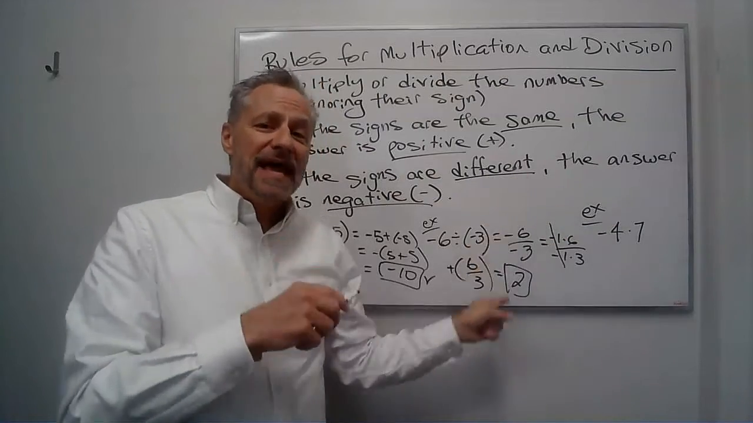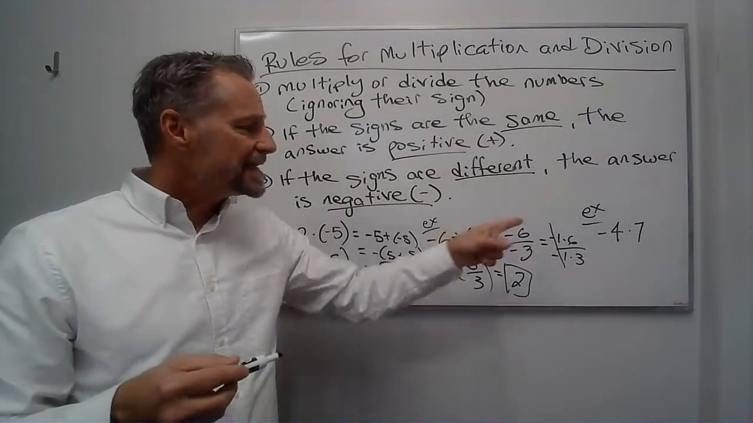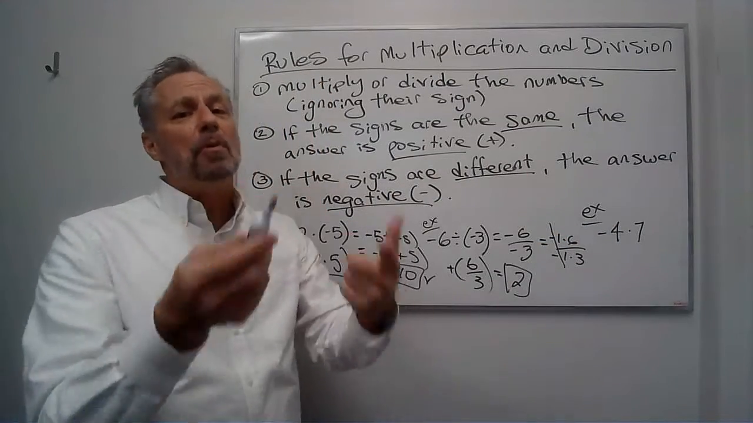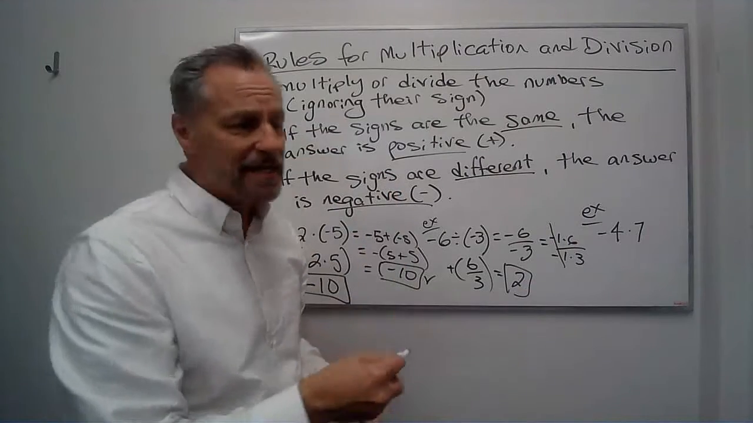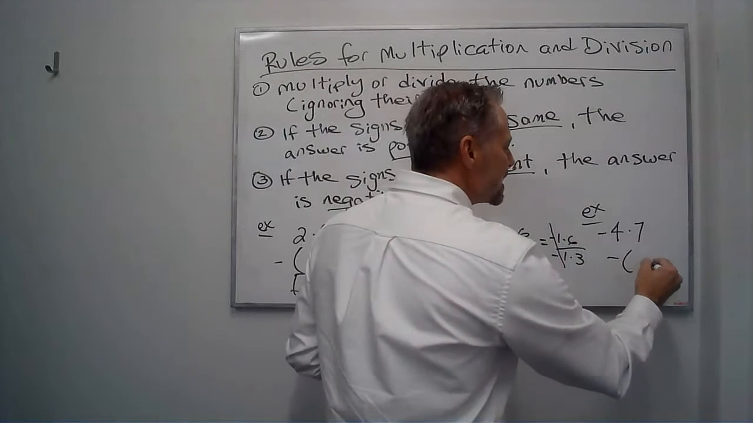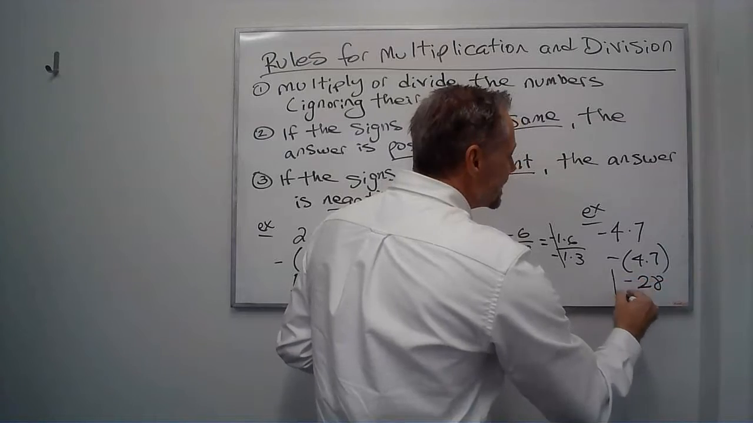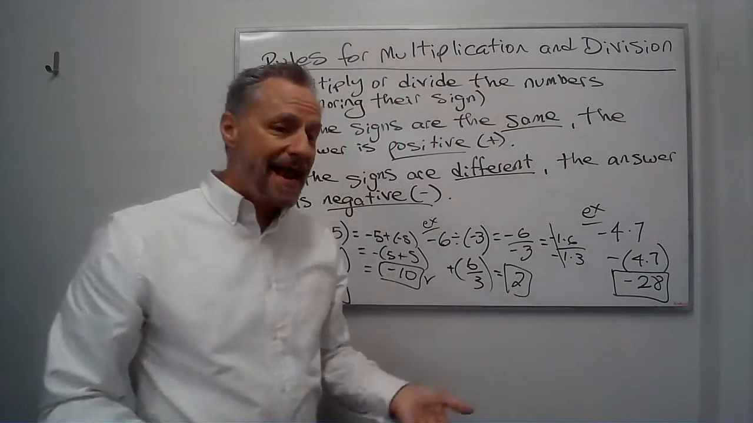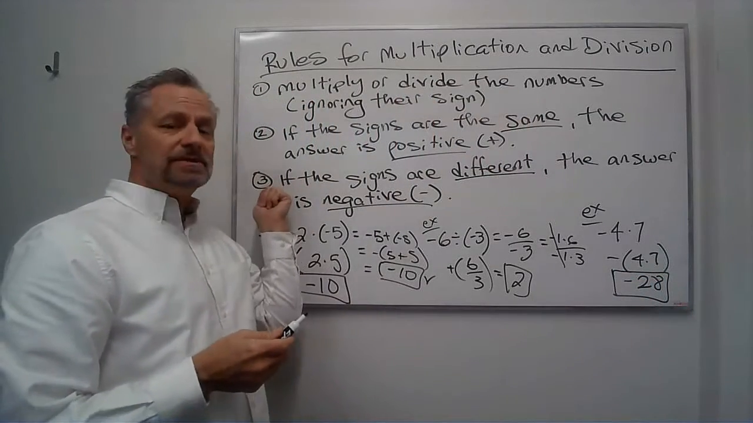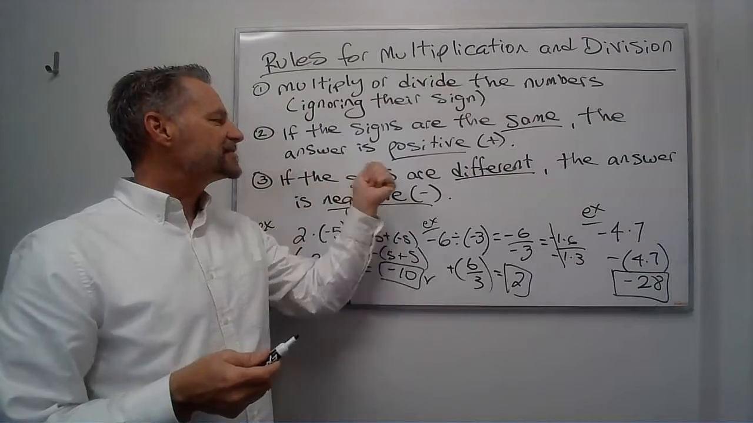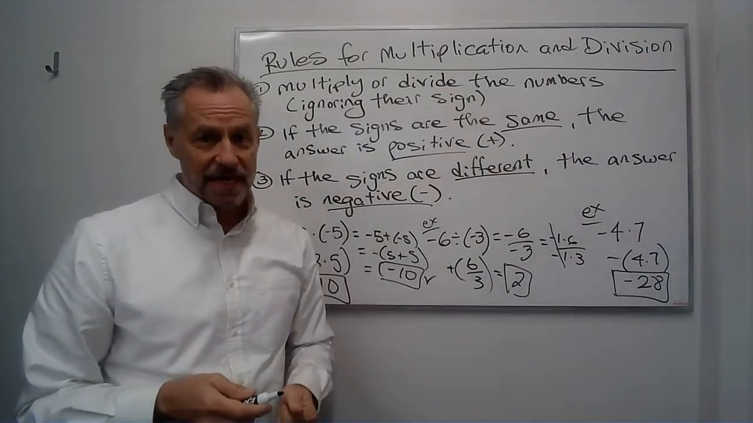Last example, negative 4 times 7. Again, different signs, multiply the numbers, the answer is negative. So it's going to be negative 4 times 7. Well, 4 times 7 is 28. Negative 28, that's my answer. That, again, is using rule 3. If the signs are different, the answer is negative.